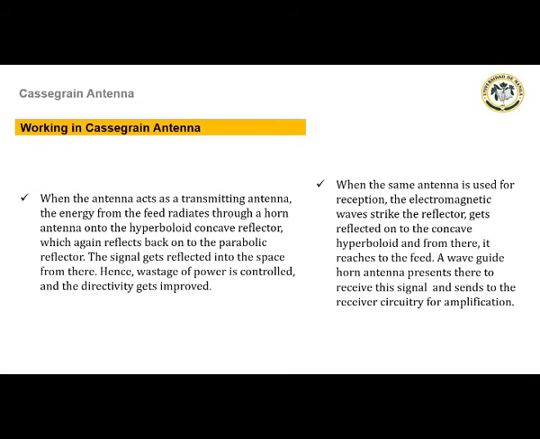When the same antenna is used for reception, the electromagnetic waves strike the reflector, get reflected onto the concave hyperboloid, and from there, reach the feed. A waveguide horn antenna present there receives this signal and sends it to the receiver circuitry for amplification.